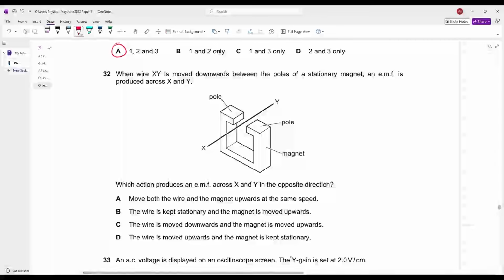Okay. When wire XY is moved downwards, अच्छा जी, आप force कहाँ लगा रहे हो? Downwards. Okay. Between the poles of a stationary magnet, an EMF is produced across XY. Which action produces an EMF across XY in opposite direction? Force आप ऊपर लगाना शुरू कर दो. The wire is moved upward and the magnet is kept stationary. 32 का answer is D.